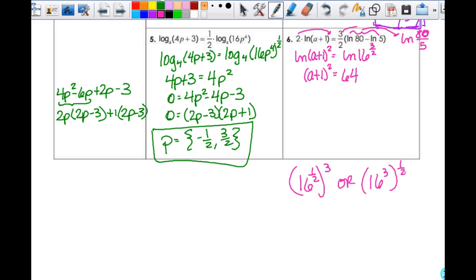So a plus 1 squared, is that a squared plus 1? No. Don't say yes, I'll kick you out of my classroom. Okay, so you're going to square that, you're going to end up with a trinomial, right? You get a squared plus what? 2a plus 1 equals 64.